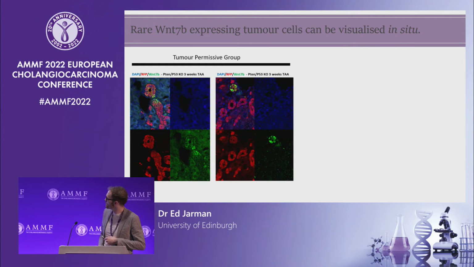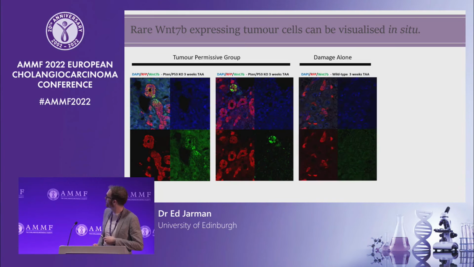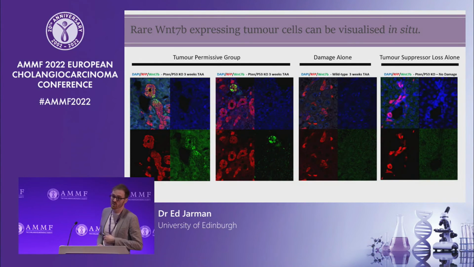And we see small specific populations within the tumor mass that express high levels of Wnt7b. Most importantly, we don't see these in damage alone. We don't see any evidence of cholangiocytes expressing Wnt7b, nor in the tumor suppressor loss alone group. So we have a novel population of Wnt-secreting cells at the very early stages of tumor initiation.